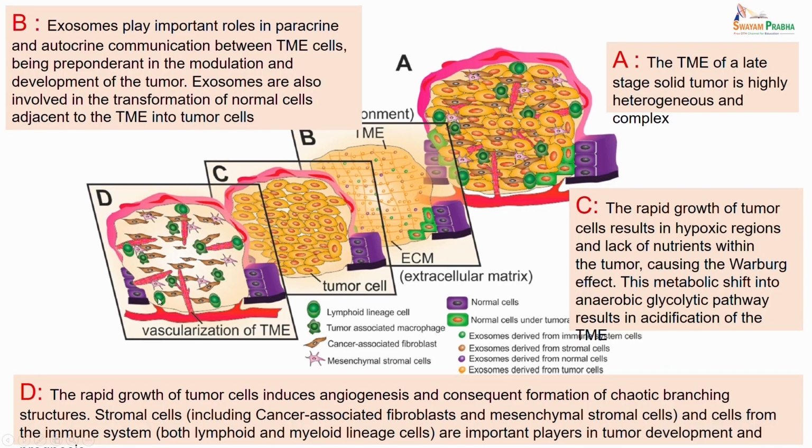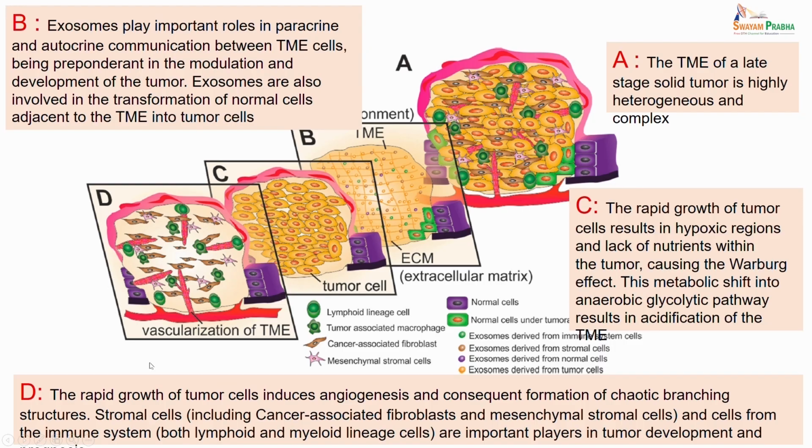Now, coming to component D, the cartoon D here shows the vascularization of the tumor microenvironment. When there is rapid growth of tumor cells, this will induce angiogenesis, and it actually leads to formation of chaotic branching structures within the tumor.